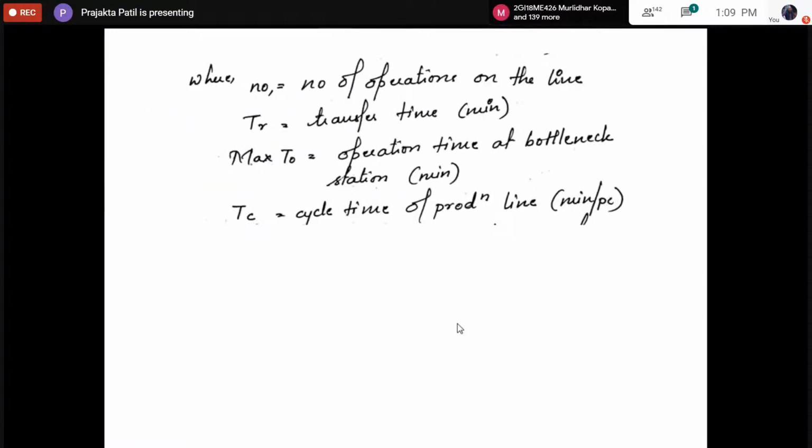So with respect to the previous equation, these are the terms that are used. N naught is the number of operations on the line. TR is the transfer time, the unit is minutes. Max T naught is the operation time at bottleneck station, unit is minutes. And TC is the cycle time of production line, unit is minutes per piece.